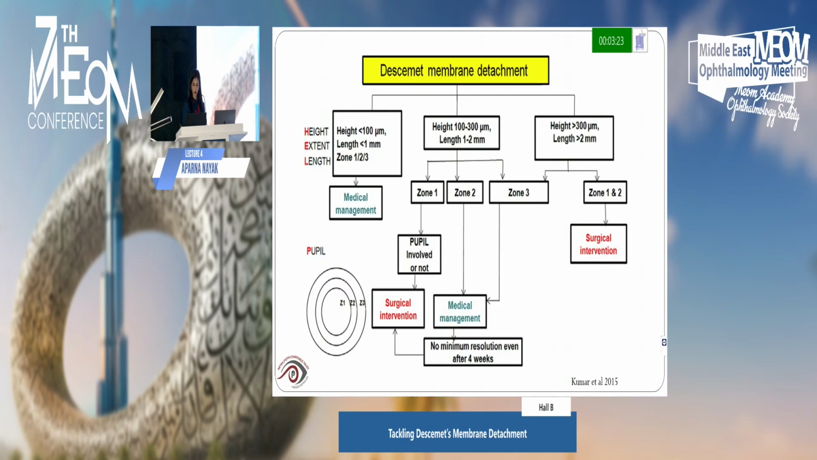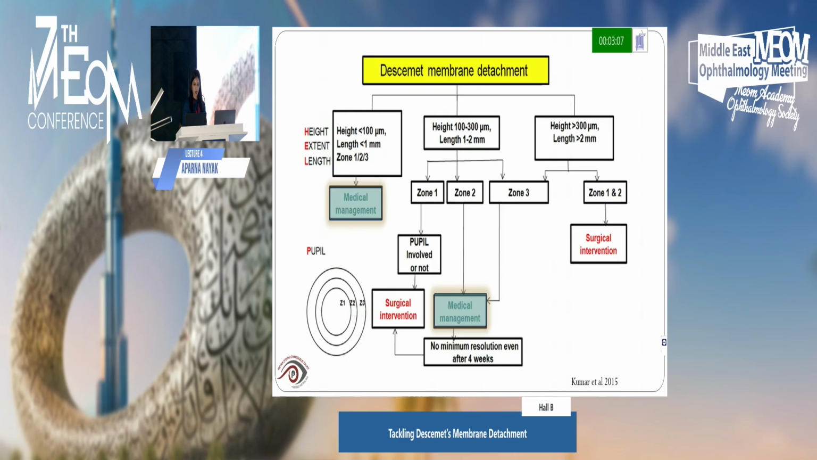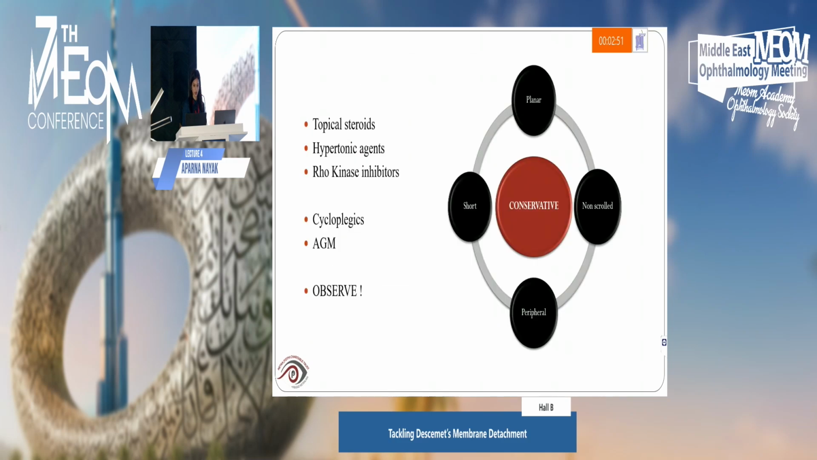This is the HELP algorithm by Kumar et al., where H is for height, E is for extent, L is for length, and P is for pupil, where the management is planned accordingly. Medical management is done when the DMD is planar, short, non-scrolled, and in the periphery. That is when the height is less than 100 micron, length less than 1 millimeter in any of the zones mentioned in the picture, and also when the height is 100 to 300 micron with the length 1 to 2 mm involving zone 2 and zone 3, we can medically manage.